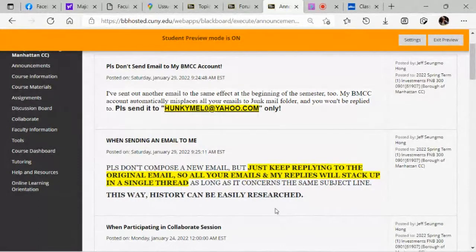When was the first email sent? Was it replied to or not? Did I discover it on time? And did I reply to it timely? If everything is in a single email string, or thread, it can be easily researched. So please do not compose a new email. Just keep replying to your old emails. All righty, that's basically what it is.